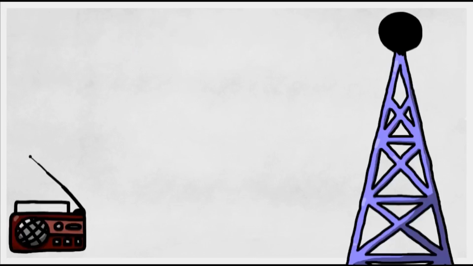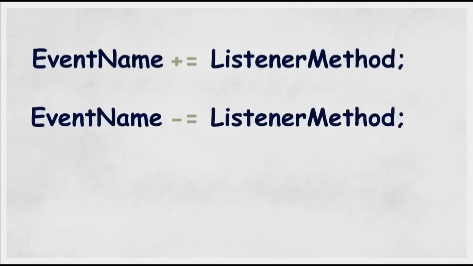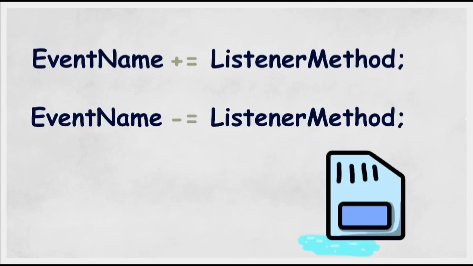Subscribing means telling your script to listen for the event and respond when it's raised. To subscribe, we type +=. To unsubscribe, we type -=. It's good to unsubscribe from events, so you avoid memory leaks.